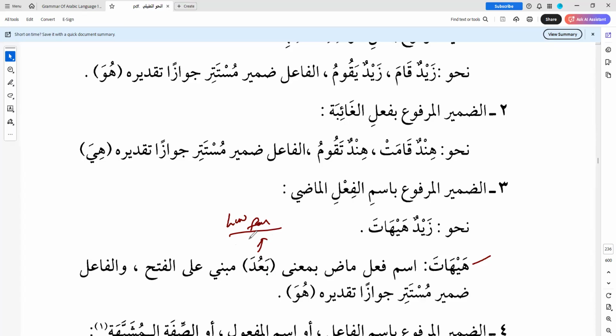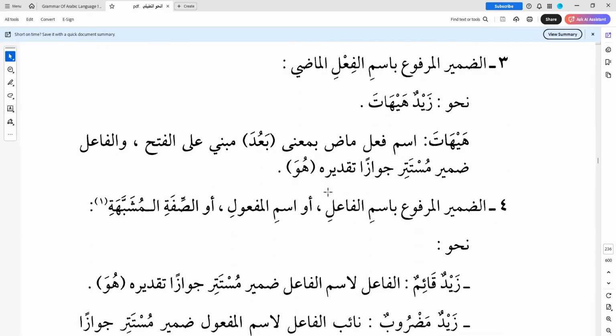Now this is mabni, right? Hayhat is mabni. It's gonna be hayhata all the time. You're never gonna find hayhatu or hayhati. It's always hayhata. So that's why it's mabni. It's static, it's stationary. مبني على الفتح هيهات. والفاعل ضمير مستتر جوازا تقديره هو, because you're talking about Zaid. So اسم فعل الماضي also calls for ضمير مستتر جوازا.